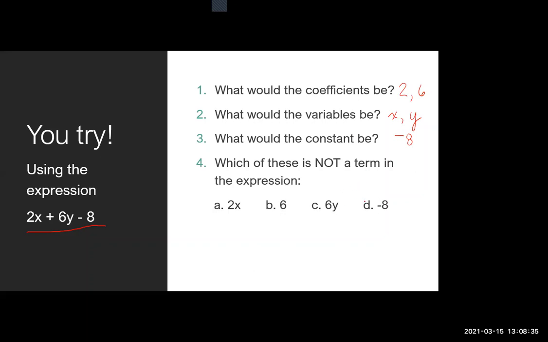Now, which of these is not a term in the expression? Okay, so 2x, well, I can see the 2x in this expression, so I know that's not it. 6, well, I see 6 in the expression, but the 6 isn't by itself. Okay, so 6y, I see that, that's in the expression. And I see the -8 in the expression. So it has to be B. Since the 6 is not by itself in the expression, then it's not a term. We have to have the entire term with it. Good work on that one.